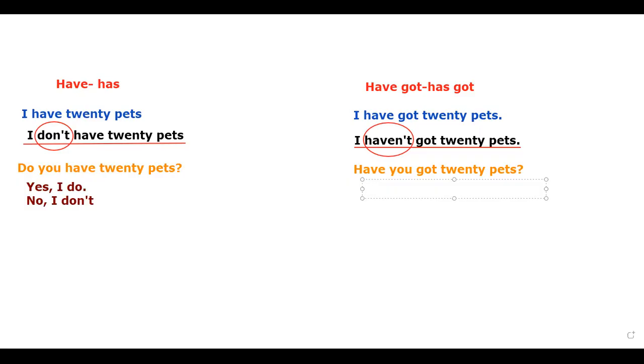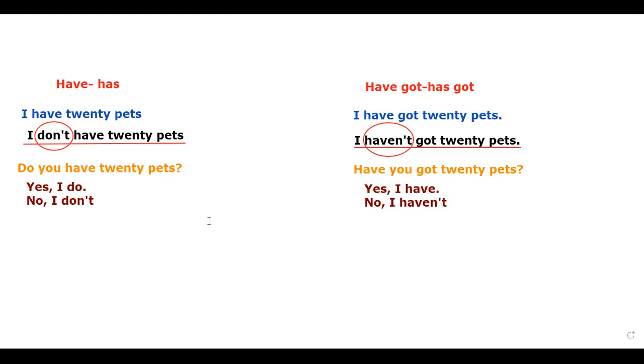Okay. So now I am going to say, yes, I have. Or no, I haven't. Okay. Yes, I have, or no, I haven't. In this case, you have to be careful. Why? Because with have or has, or with has got or have got.